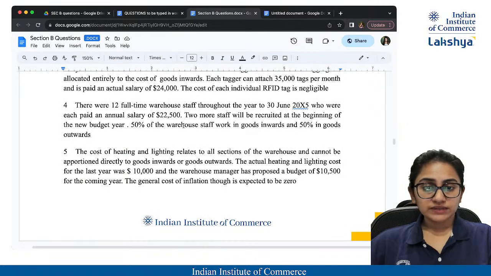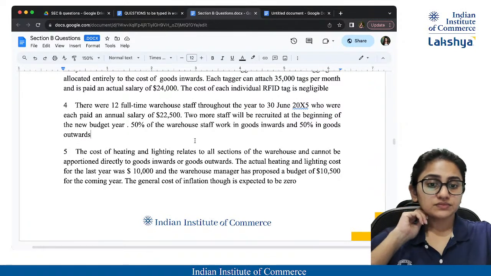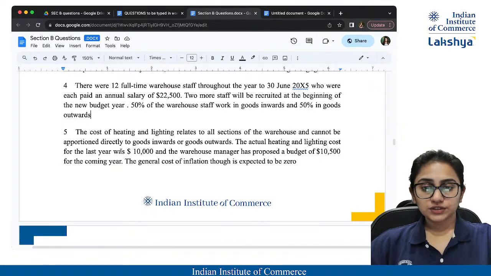There were 12 full-time warehouse staff throughout the year to 30th June 2025 who were each paid an annual salary of $22,500. 2 more staff will be recruited at the beginning of the new budgeted year. 50% of the warehouse staff work in goods inward and 50% in goods outward. The cost of heating and lighting relates to all sections of the warehouse and cannot be apportioned directly to goods inward or goods outward. The actual heating and lighting cost for the year was $10,000 and the warehouse manager has proposed a budget of $10,500 for the coming year.